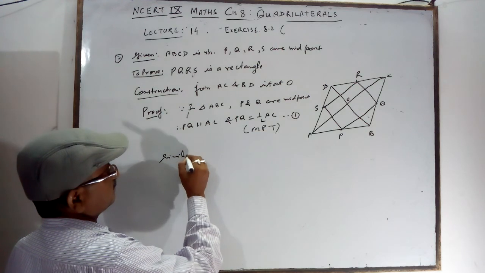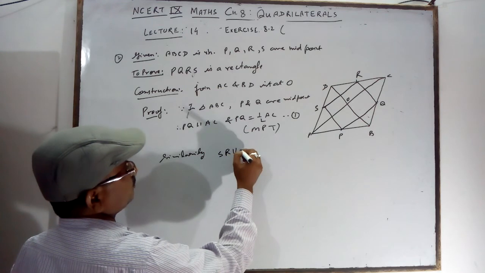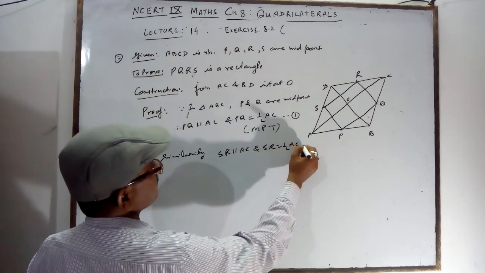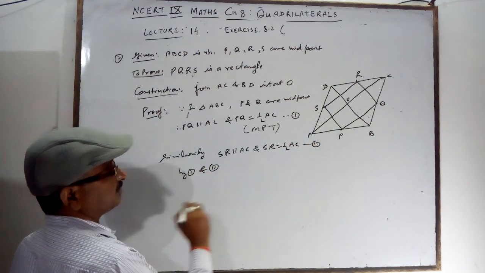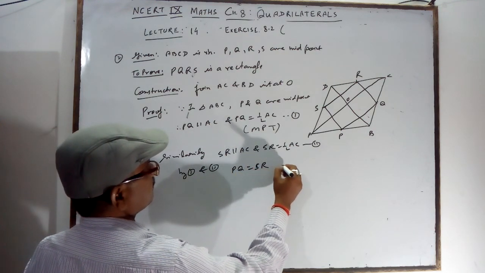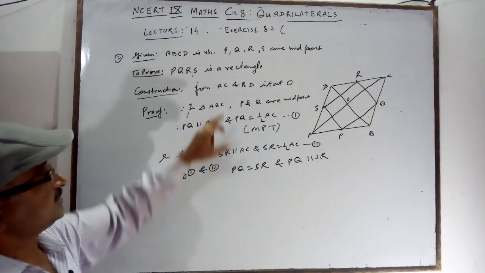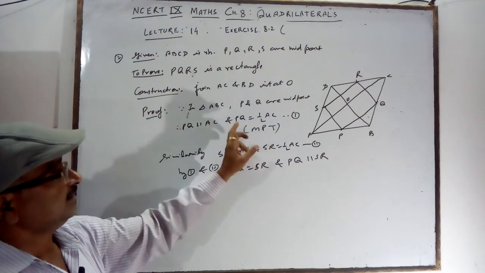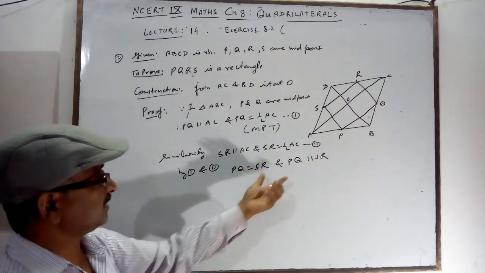Similarly, SR is parallel to AC and SR is equal to half AC. By the first and second, you get PQ equal to SR and PQ parallel to SR. PQ is parallel to AC and SR is parallel to AC, so PQ is parallel to SR. PQ is half AC, SR is half AC. The same process gives the result.